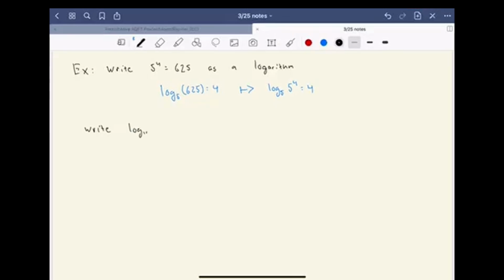Write log base 10 of 100 equals 2 as an exponential. Okay, so in this case, what this is equivalent to is saying 10 to the power 2 is 100. I want you to also notice, though, that the original expression, log base 10, and then you recognize 100 as 10 squared, that equals 2. Okay, so that's a way that you can recognize that. All right, next problem.